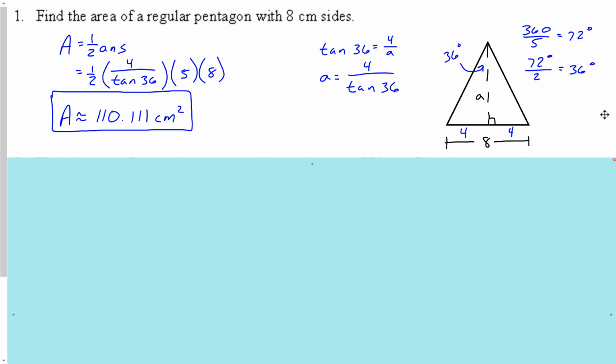So we set up the tangent of 36 equals 4 over the apothem. Now again, we don't want to round until the very end. So that means we're just going to write that the apothem is 4 divided by the tangent of 36. And we're going to keep that, plug that into our formula, and then type everything into our calculator at once to get the most accurate answer. So here you can see everything that was used. 1/2 times 4 divided by a tangent of 36 times 5 times 8 should have given us 110.111 square centimeters.